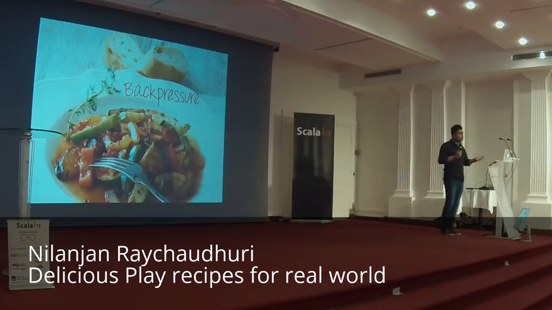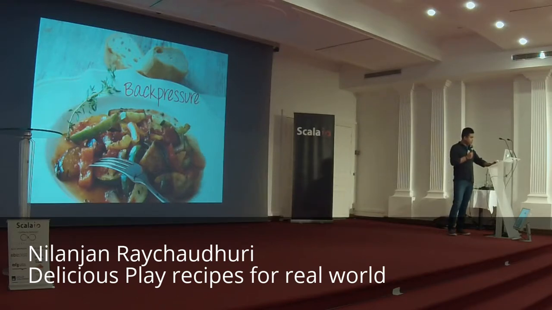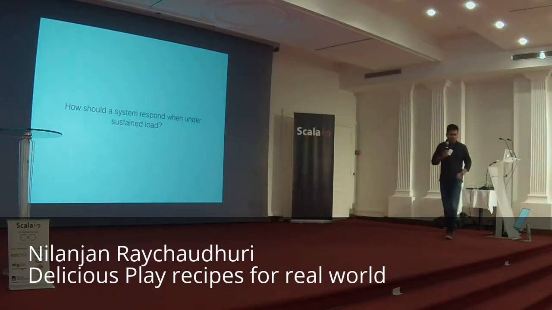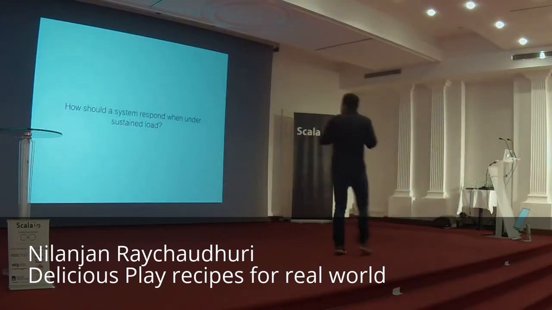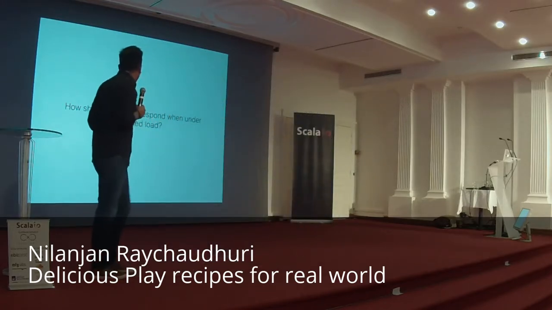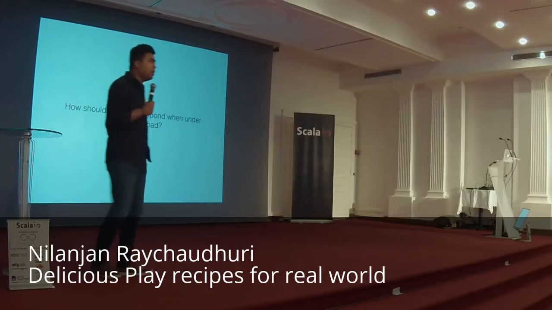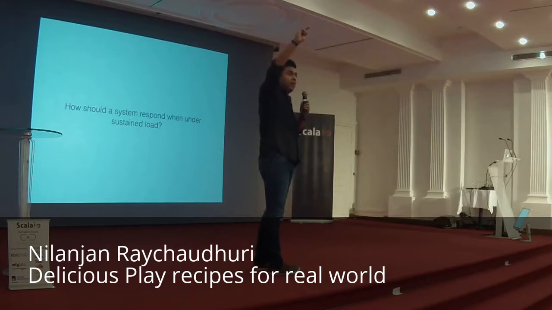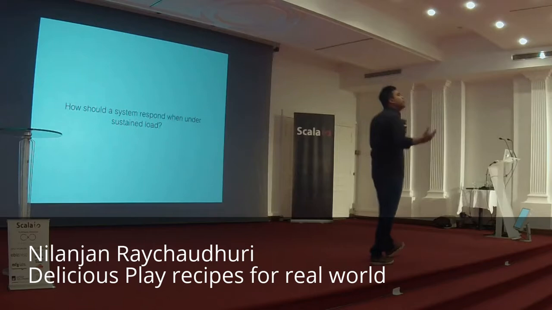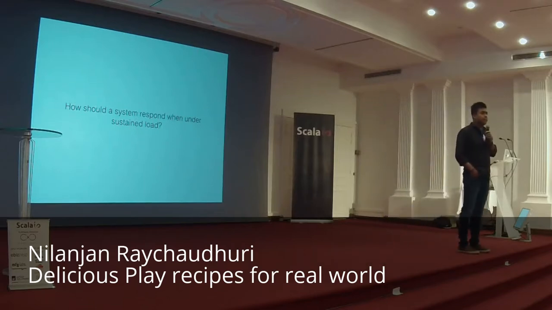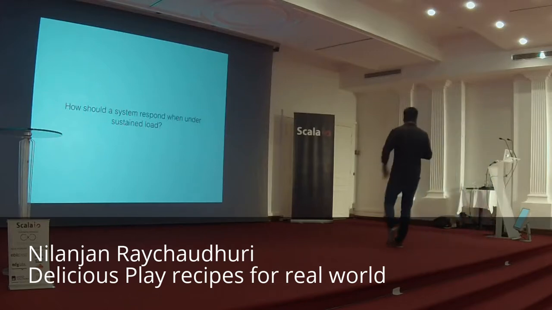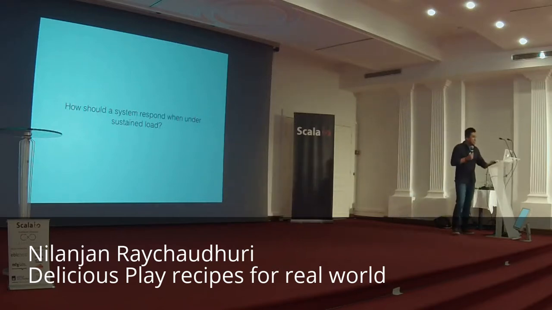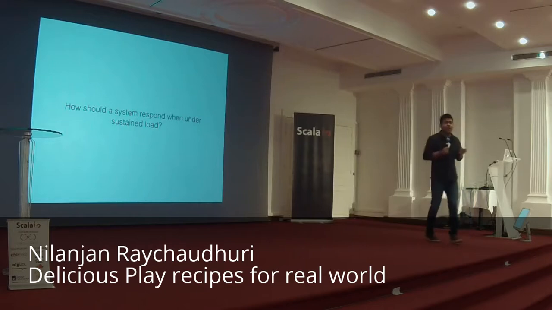I'm going to start with a very simple example where there is a solution out there, and an example where there isn't a solution. So let's look at this question: how should a system respond when under sustained load? If you're monitoring your application, this is what the graph looks like. Hockey stick goes up. What do you think happens to the system, or how do you want your system to respond in that kind of scenario? Essentially, most of the time, the system actually crashes. So how we should handle load is a good example of back pressure.